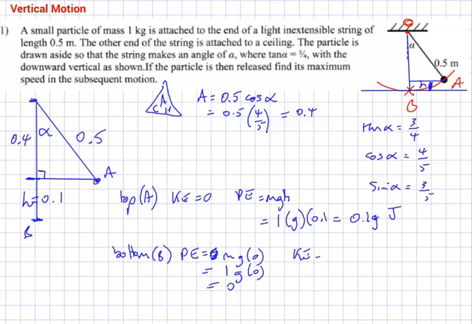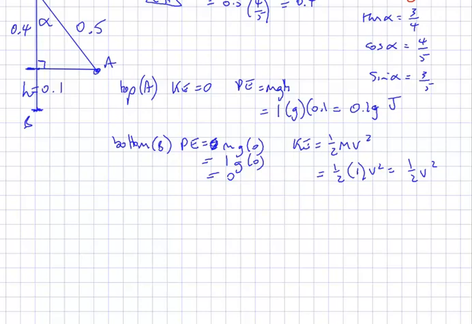The kinetic energy is a half mv squared. We don't know what v is, we know what m is. So we're getting a kinetic energy of half v squared. Okay, so if we remind ourselves, conservation of energy: the KE before and the PE before added together is going to equal the KE afterwards and the PE afterwards. I suppose we could have said A and B, couldn't I?